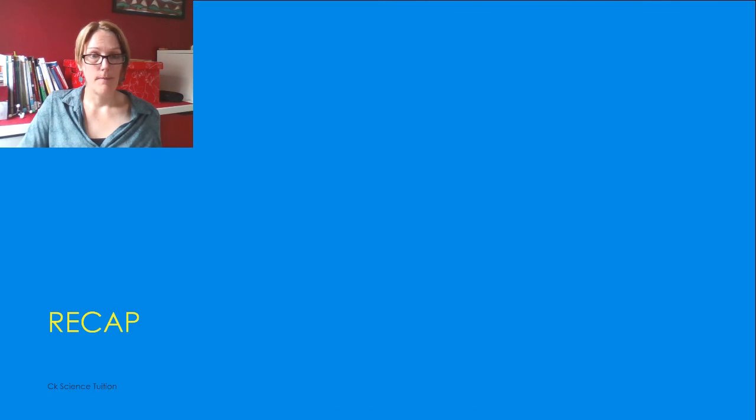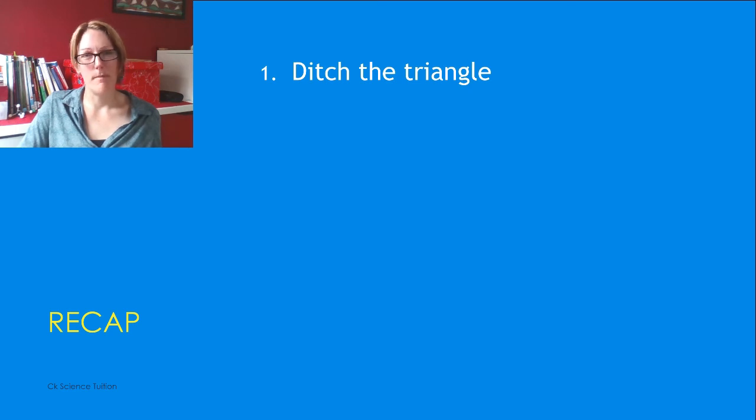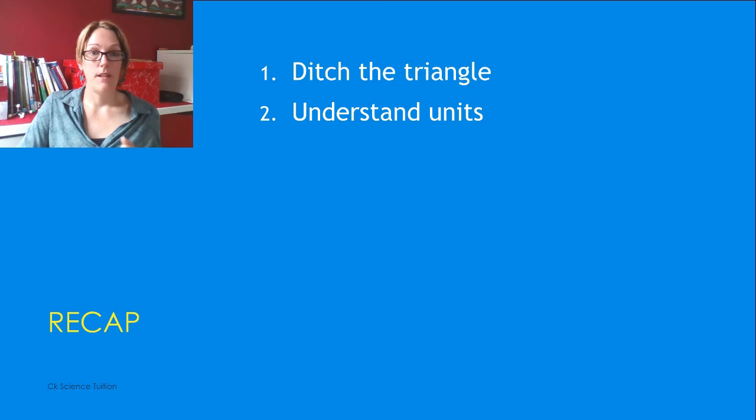So just to recap, get rid of any triangles, get rid of any cute ideas that you have for trying to remember formulae. Really just try and understand what the things mean: moles, concentration, volume, pressure. The more you understand what they mean, the less likely you are to make mistakes in the formulae. Understand the units for the same reason. If you know what things are measured in, you can usually work out how to calculate them.